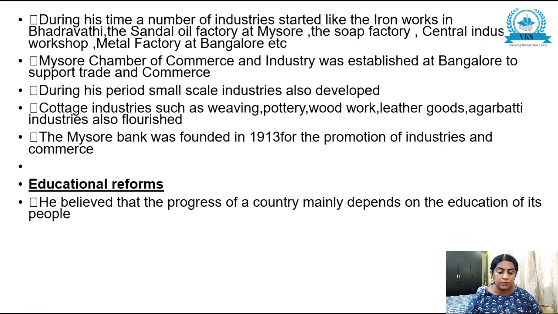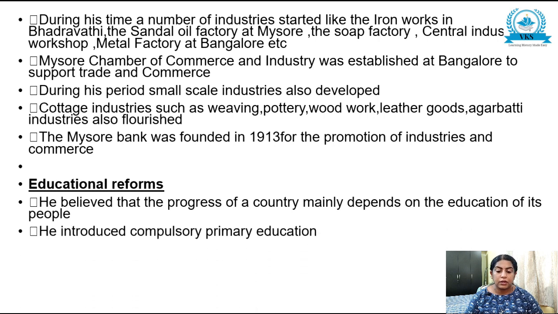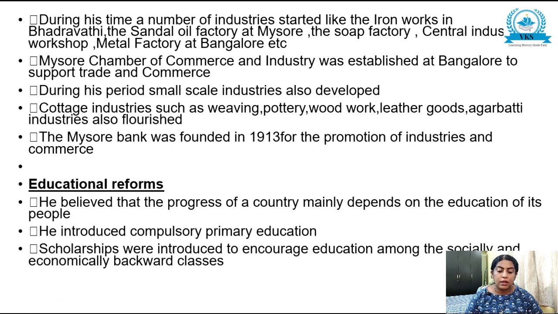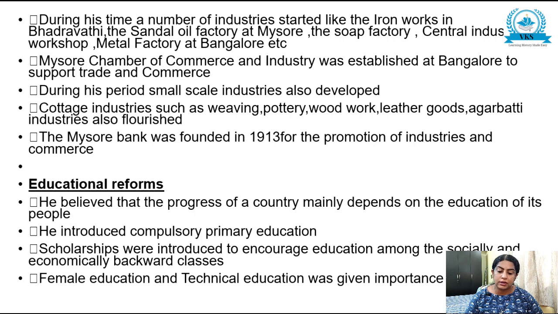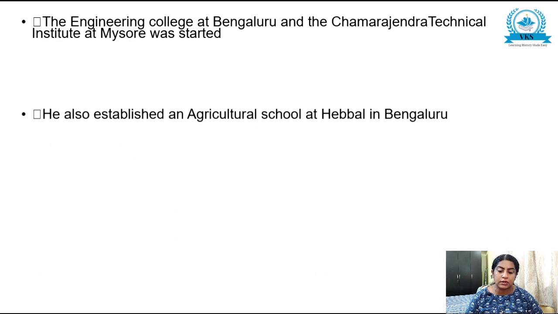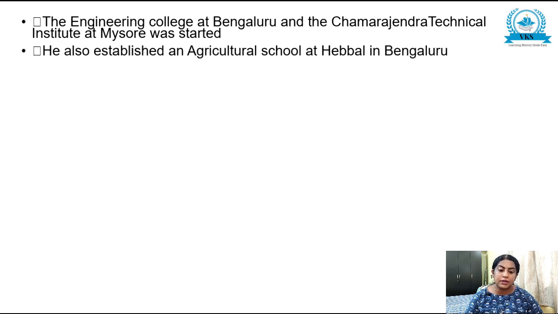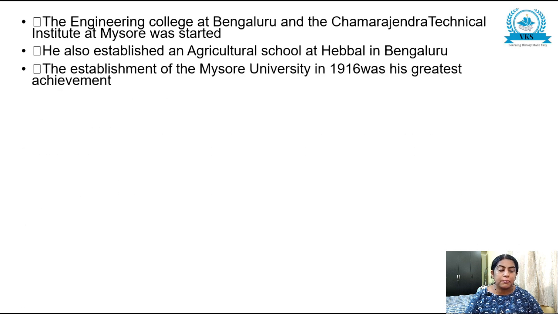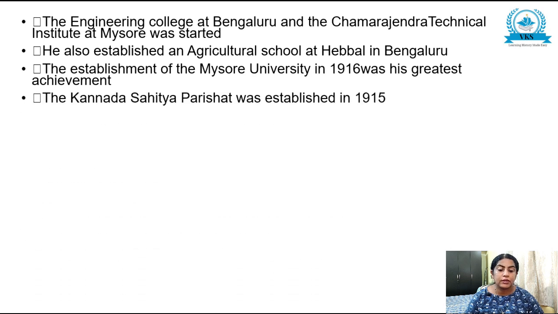Next is educational reform. He believed that the progress of a country mainly depends on the education of its people. He introduced compulsory primary education, and scholarships were introduced to encourage education among the socially and economically backward classes. Female education and technical education were also given importance. The Engineering College at Bangalore and Chamarajendra Technical Institute at Mysore were started, and he established an agricultural school at Hebbal in Bangalore. The establishment of Mysore University in 1916 was his greatest achievement. The Kannada Sahitya Parishad was established in 1915.